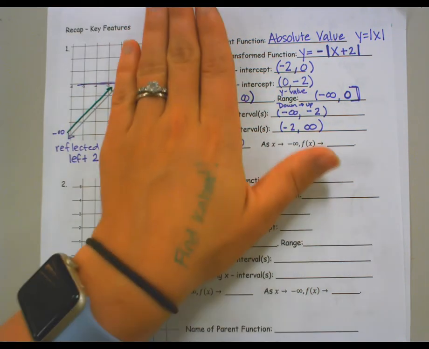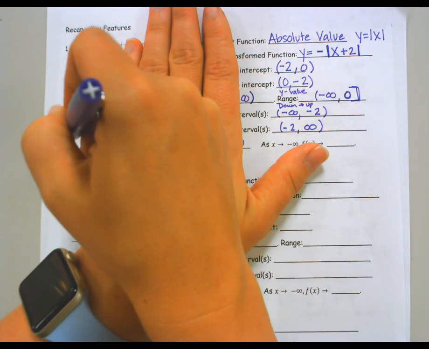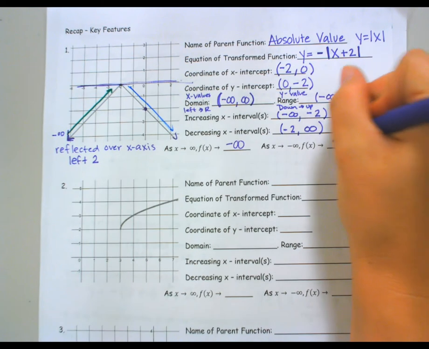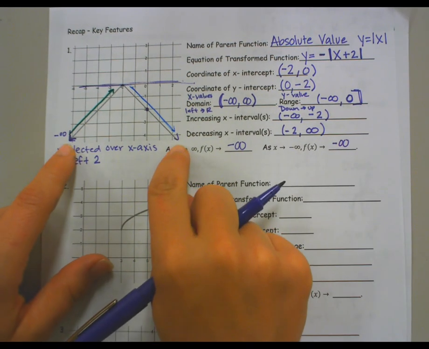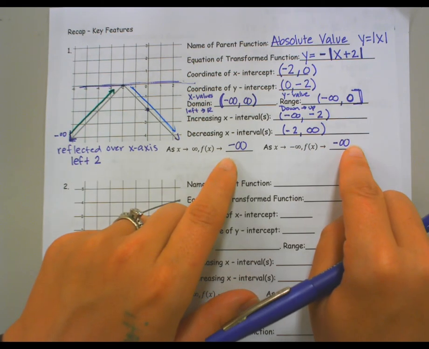If I go to the right side of my graph and I follow that same thing, my arrow is pointing down. That means it's going down forever. So then that side is also heading towards -infinity, right? Both of my graphs, my arrows are pointing down. So that means their end behavior is -infinity.